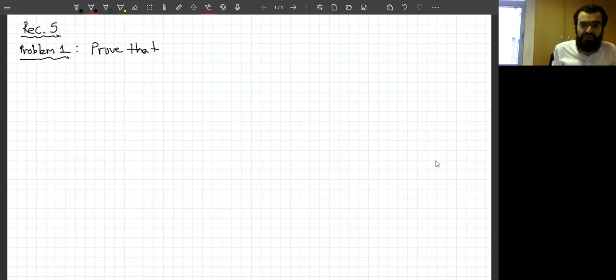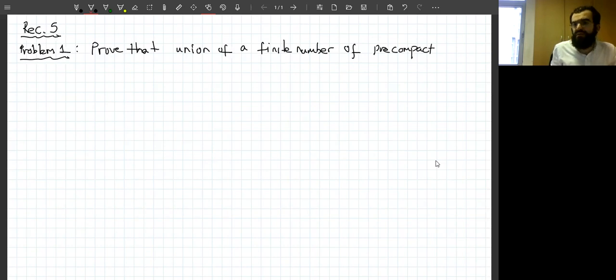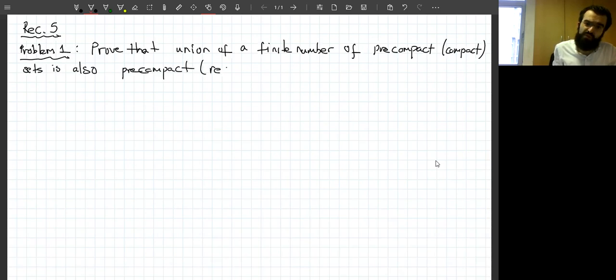Prove that the union of a finite number of pre-compact sets is also pre-compact, respectively compact. Okay, the first part.